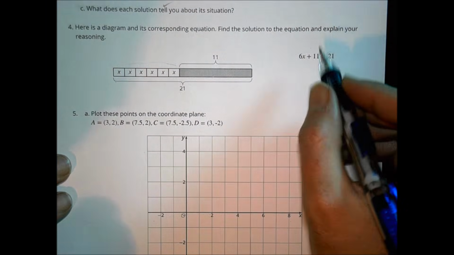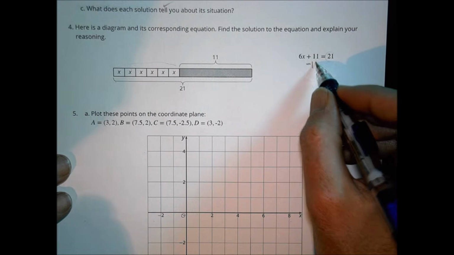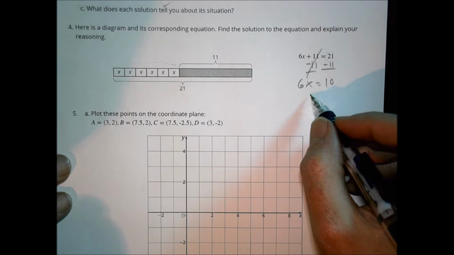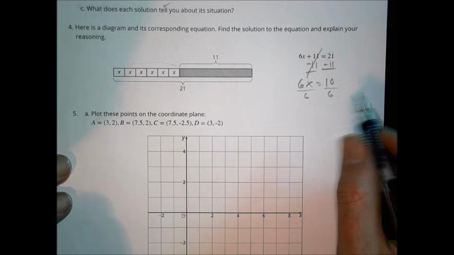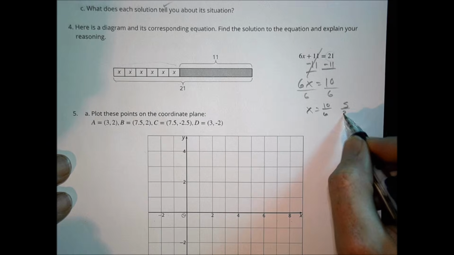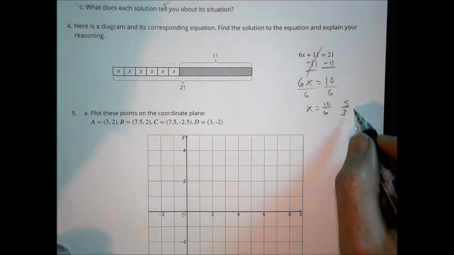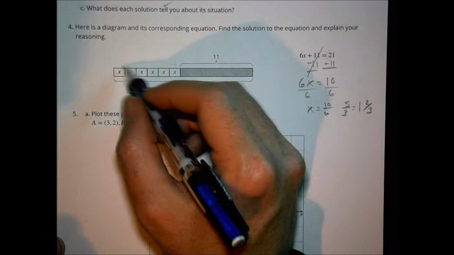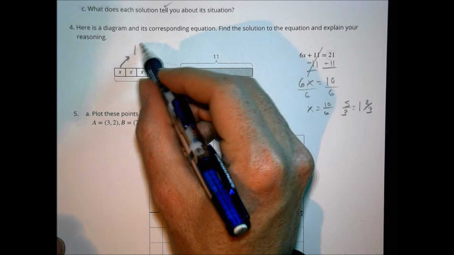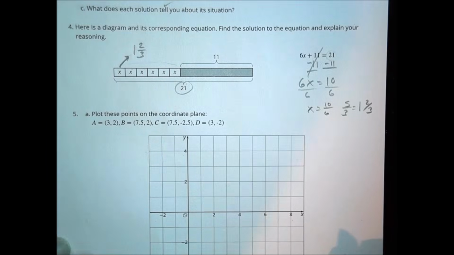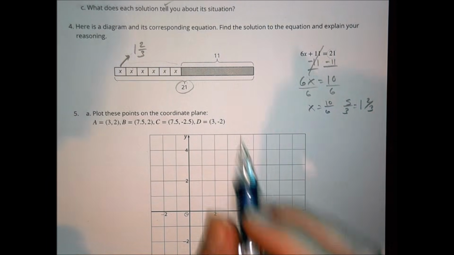Let's find a solution. To find a solution, we subtract 11 from both sides. So I end up with 6x equals 10. Divide both sides by 6, so that x equals 10 over 6, which can be reduced to 5/3. And I could either leave it like that, or I could write it as 1 2/3. So the value of each of these x's is going to be 1 2/3. And so when I add those all up, plus the 11, I should get a total of 21. And that does work out just fine, right? So these are all 5/3 there.